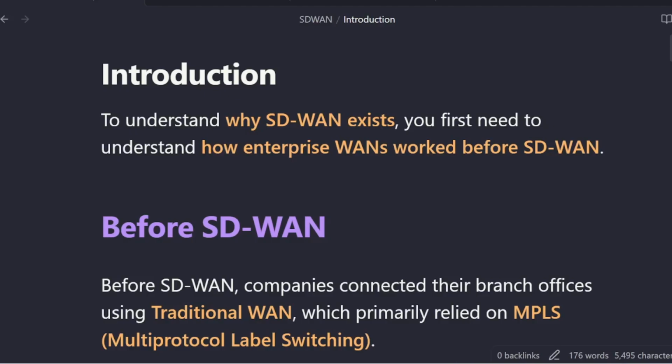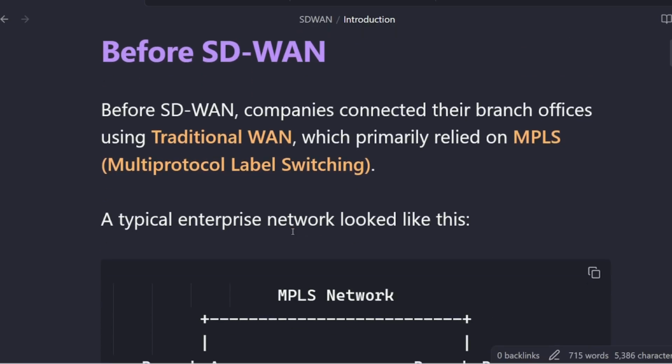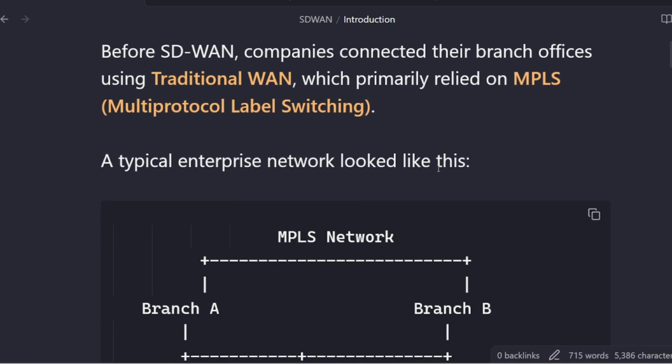Okay, so to understand why SD-WAN exists, we need to understand how enterprise WANs worked before SD-WAN. So what was happening before SD-WAN? Companies connected their branch offices using traditional WAN, which primarily relied on MPLS. MPLS means Multiprotocol Label Switching. So the enterprise network looked like this.